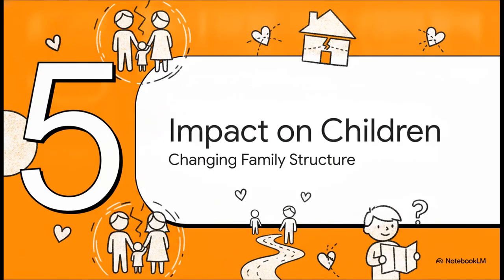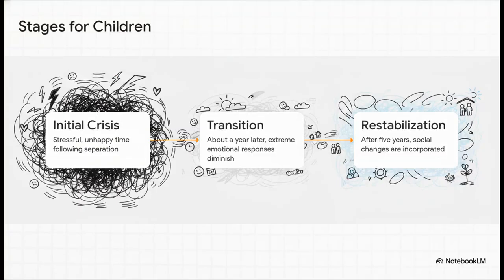Okay, Section 5, the impact on children, navigating the changing family structure. This brings us to what is probably the most heavily studied aspect of this whole explainer, the kids. Research shows that children generally go through 3 predictable stages of disruption.